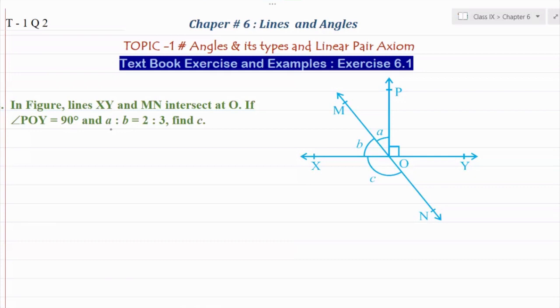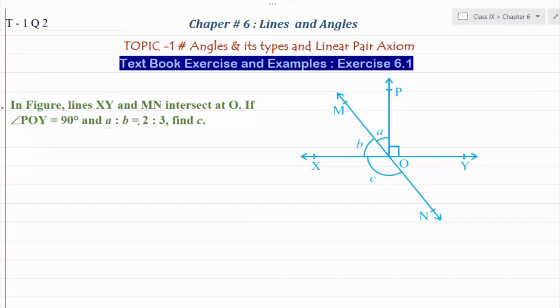One more thing is given in the question: a ratio b. A is the value of angle POM, and b is the value of angle XOM. So in short, they are giving the values of the angles as a and b. Similarly, one of the angles is given here as c. So when we divide a by b, we get the ratio 2:3.